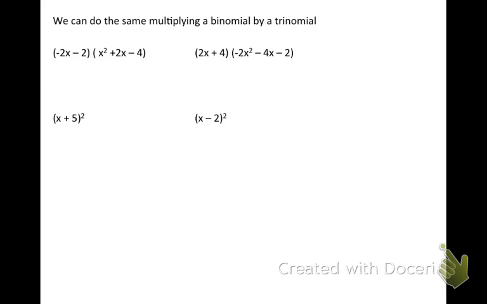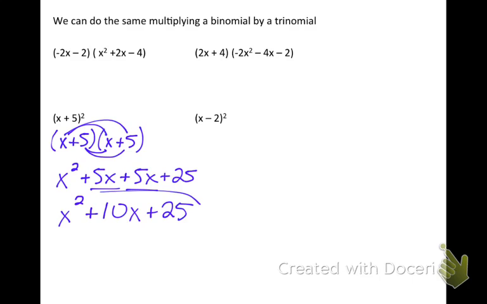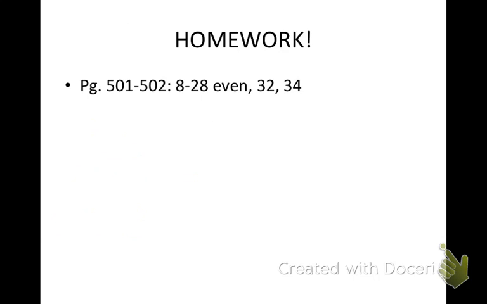Then the last thing we have here, when I write x plus 5 to the second power, to write it without an exponent is to write it as x plus 5 times x plus 5. And then go ahead and do my distribution. So I get x squared plus 5x plus 5x plus 25. Combine my like terms together and I get x squared plus 10x plus 25. And that's it. And there's the homework.